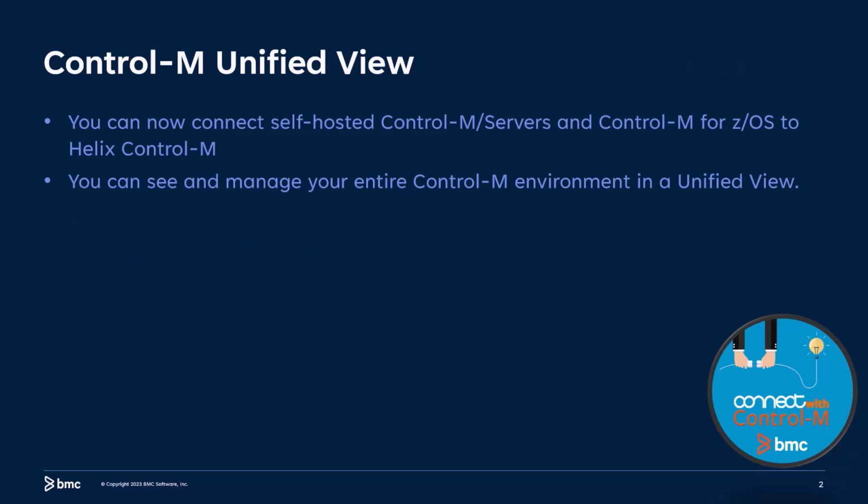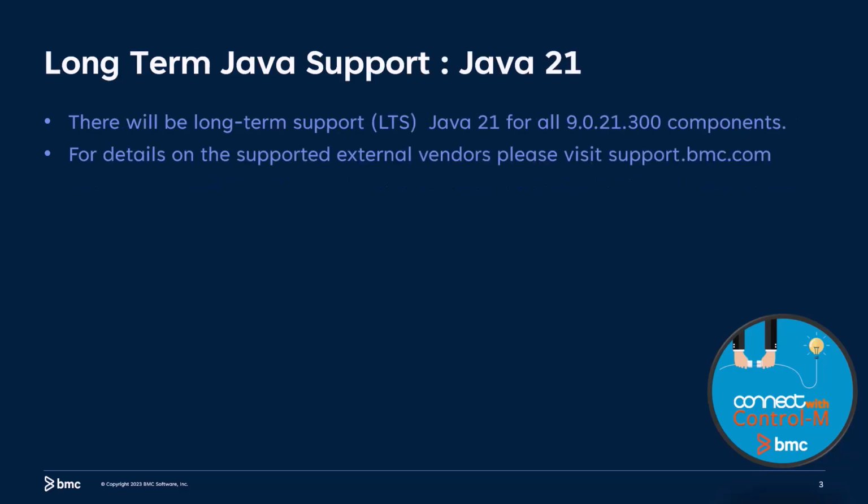In this version, you can now have a unified view of your Helix and on-premise Control M environments. You can now connect self-hosted Control M servers and Control M for z/OS to your Helix Control M. Then you can see and manage your entire Control M environment in a unified view. Please refer to the documentation for details. Starting with version 9.0.21.300, there will be long-term support for Java version 21 for all Control M components. For details on the supported external vendors, please visit support.bmc.com.